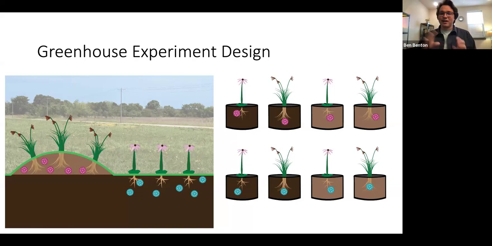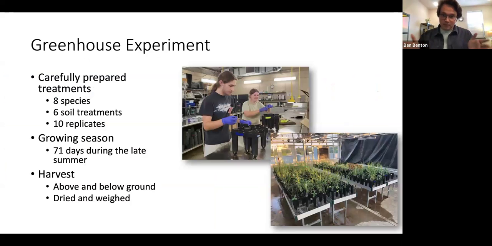And then, not pictured here, I also had a treatment of plant in either mound or matrix sterilized soil that did not receive an inoculation, that served as a point of comparison for the effect of the microbial community on these plants. So I also had a sterilized treatment. My lab mates helped me assemble that, and I grew that in a controlled greenhouse environment for 71 days in the late summer of 2021.